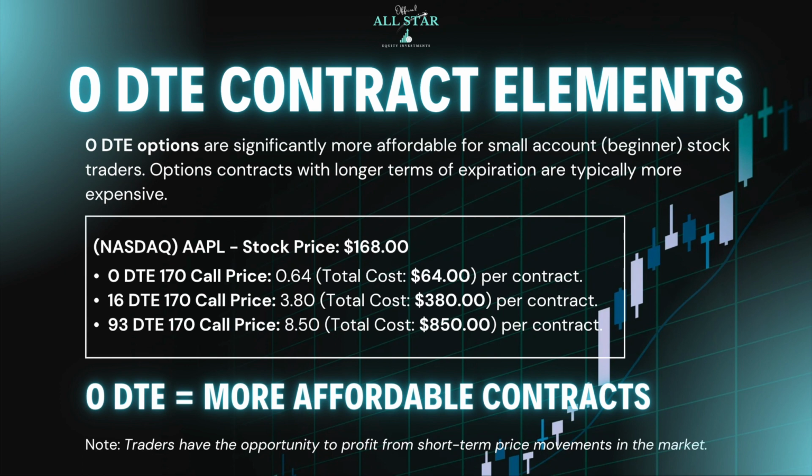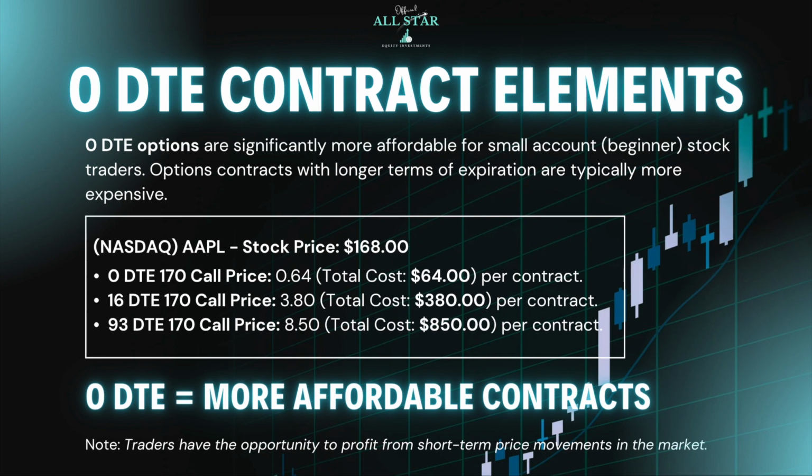And lastly, if you were to look at the days to expiration at the 93-day mark, again with the same call price set to 170, the total cost would be $850 for one contract. Thus, you're paying over 10 times less on a 0DTE contract than one that is 90 days out. So given this example, it's very clear that 0DTE options are substantially more affordable.